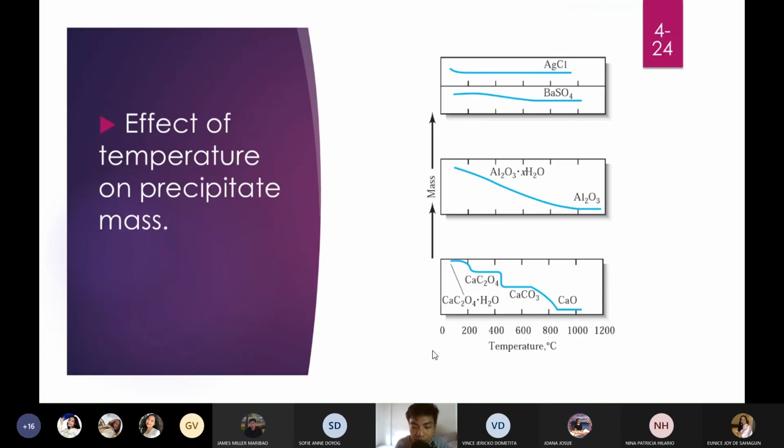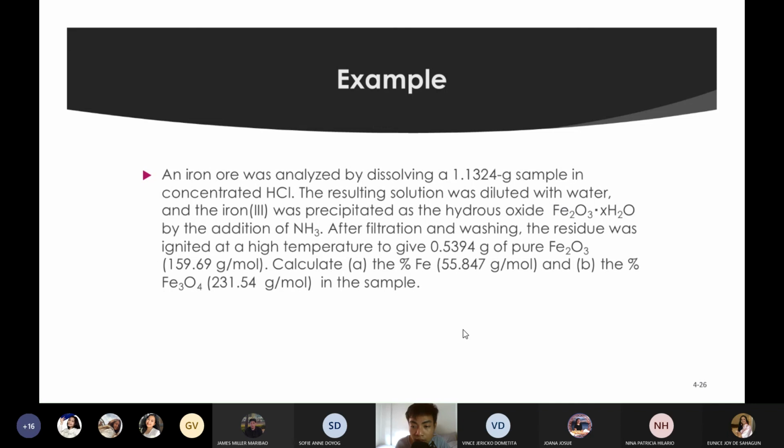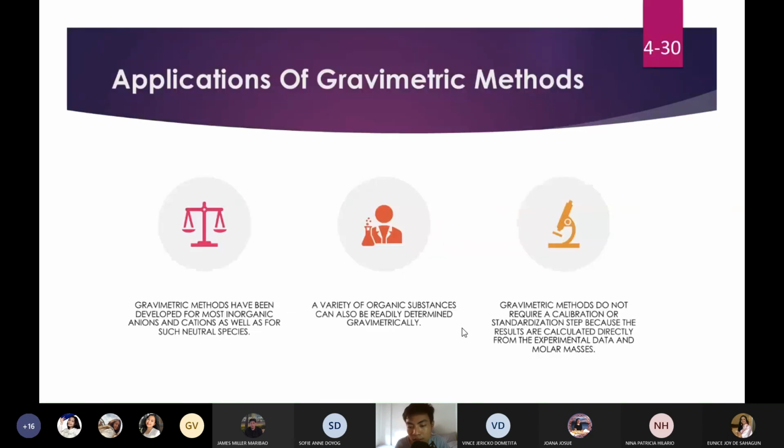Okay? And then, again, kung ano yung mass na makuha mo after drying your precipitate, you can use that to do calculations. No? So, basically, stoic lang yan. So, stoic lang yung ginagawa natin dito.